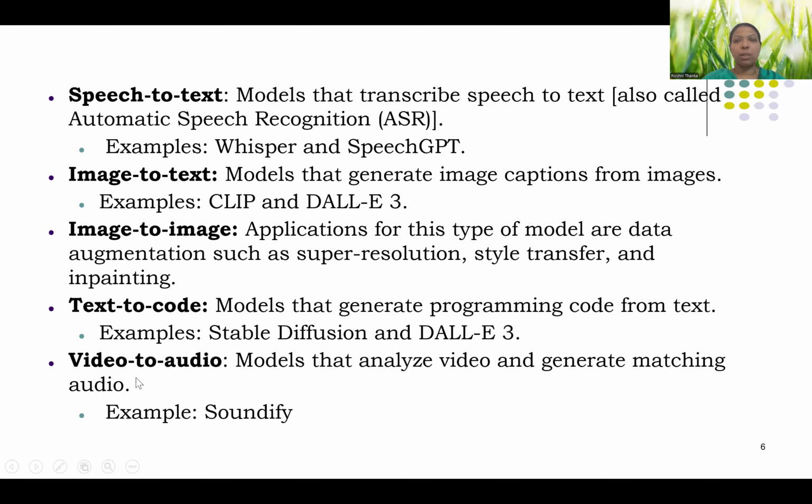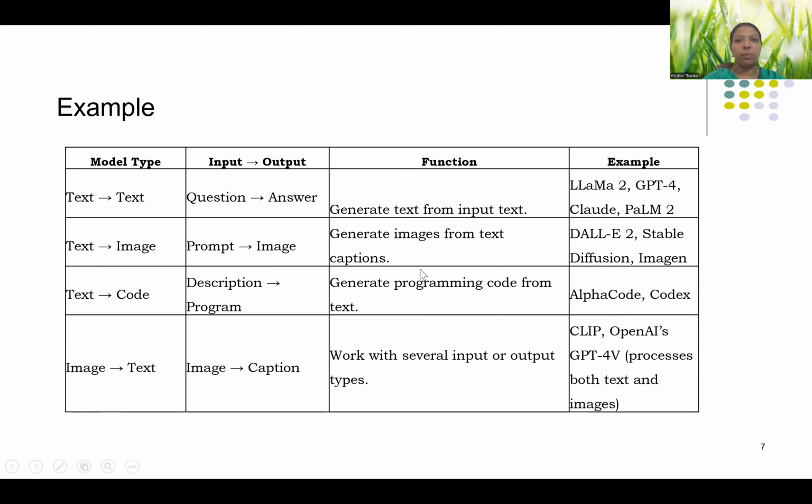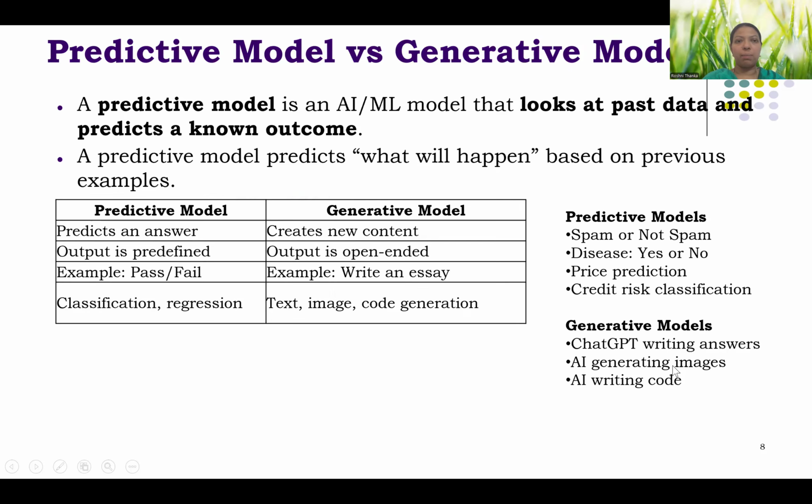So these are some of the important types of generative AI. If you want to see the summary of it, text to text means when you give a question, it will give the answer. The examples are all given here: Llama, GPT, Claude, PaLM, all these are text to text. Text to image, when you give a text prompt as an input, it will generate an image. Examples are DALL-E, Stable Diffusion, Imagen and all these things. Then text to code, AlphaCode, and image to text, CLIP from OpenAI. These are some of the examples.